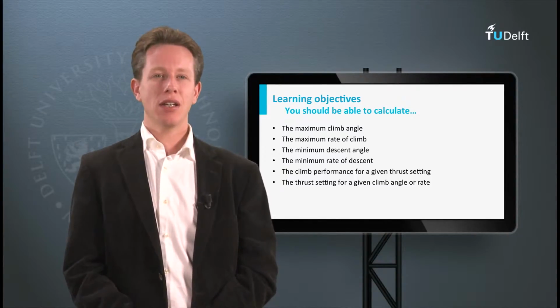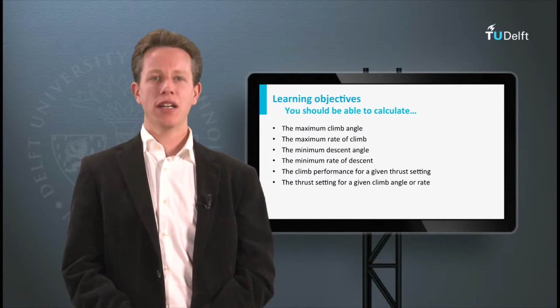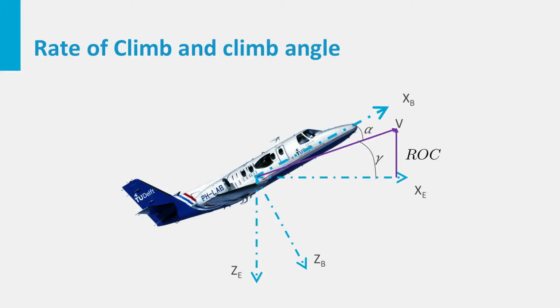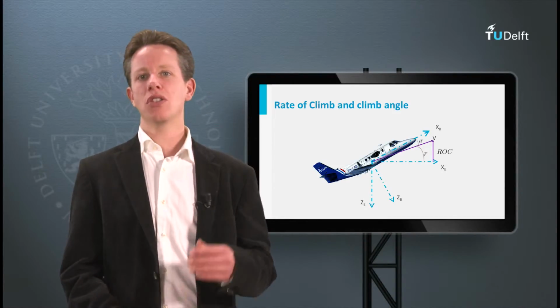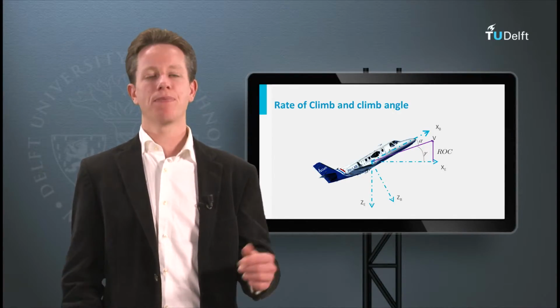Climb rate and climb angle can be visualized with the airspeed vector. Now the angle this vector makes with the horizon is the climb angle. The vertical component is in fact the climb rate. Now remember that the condition for a maximum climb angle is not the same as the condition for maximum climb rate. In order to perform the calculations, you require the equations of motion for steady symmetric flight.